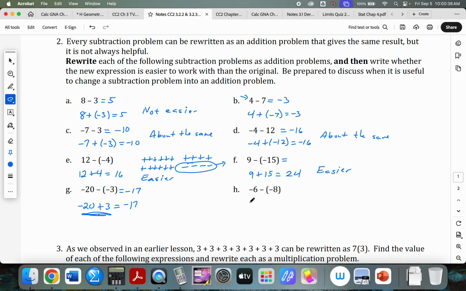All right, so then this one, if we rewrote it, it would be -6 plus 8. I've got 6 negatives and 8 positives. The 6 negatives are going to zero out 6 of the positives and leave me with 2 positives.